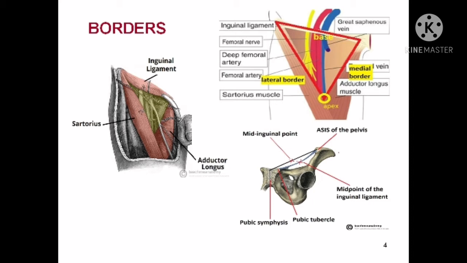On the upper and right side of the diagram, you can see the contents of the femoral triangle. The yellow is the nerve, the red is the artery, and the blue is the femoral vein. Into the femoral vein, the great saphenous vein, which is the superficial vein, is going to enter.